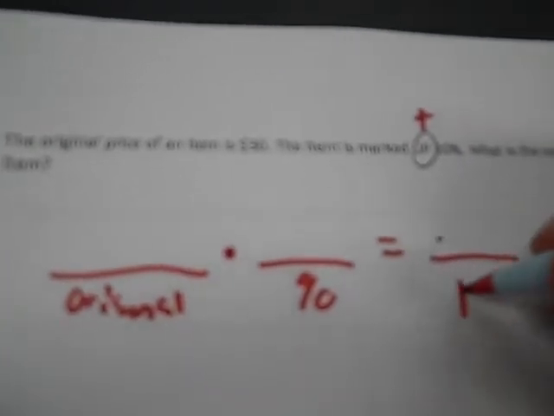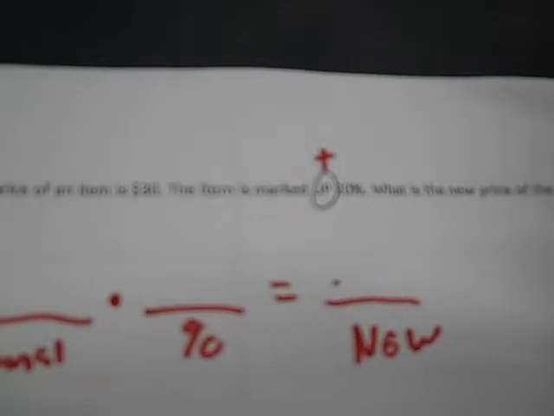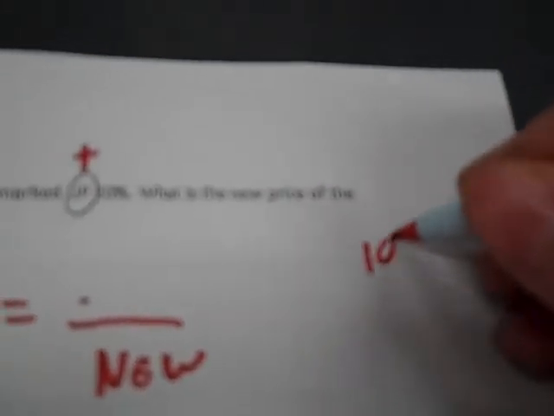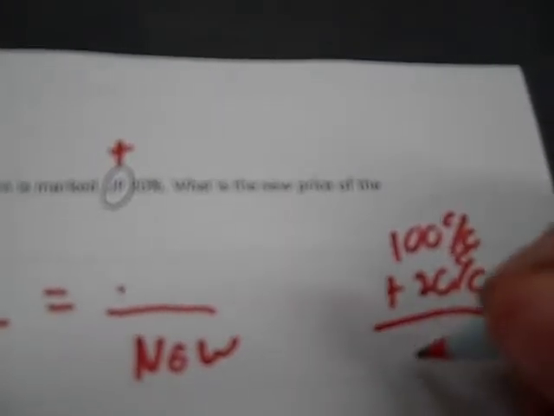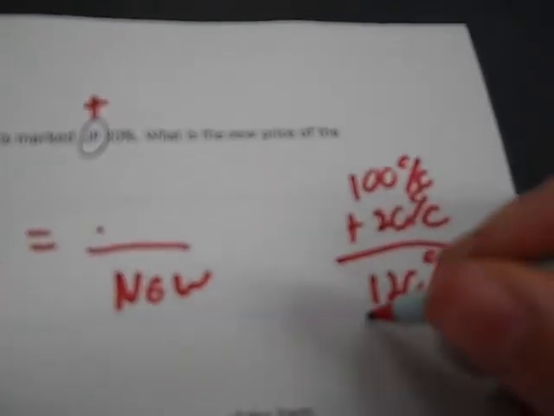So with this plus right here, that means we go original times our percent equals our new. Okay, so I know what I have to do with my percent. I got to take 100% and add 20%. So that's 120%. Remember, that has to be divided by 100 before I put it into the equation. So 120 divided by 100 is 1.2.